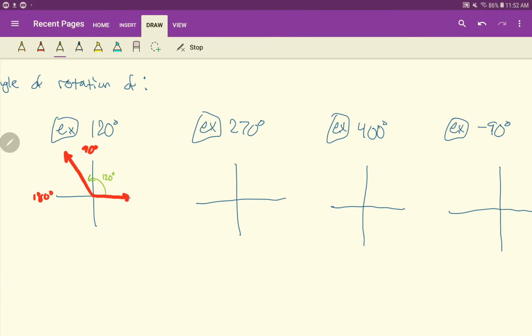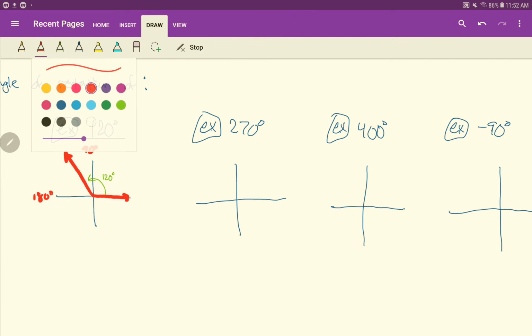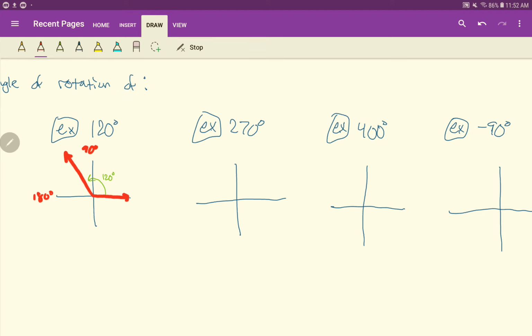Now 270. Let's think again. If that's 90 and that's 180, that's another 90 around. If I add another 90 to 180, I get to 270 degrees right here. So if we start from our initial side right here, and then we end right here.